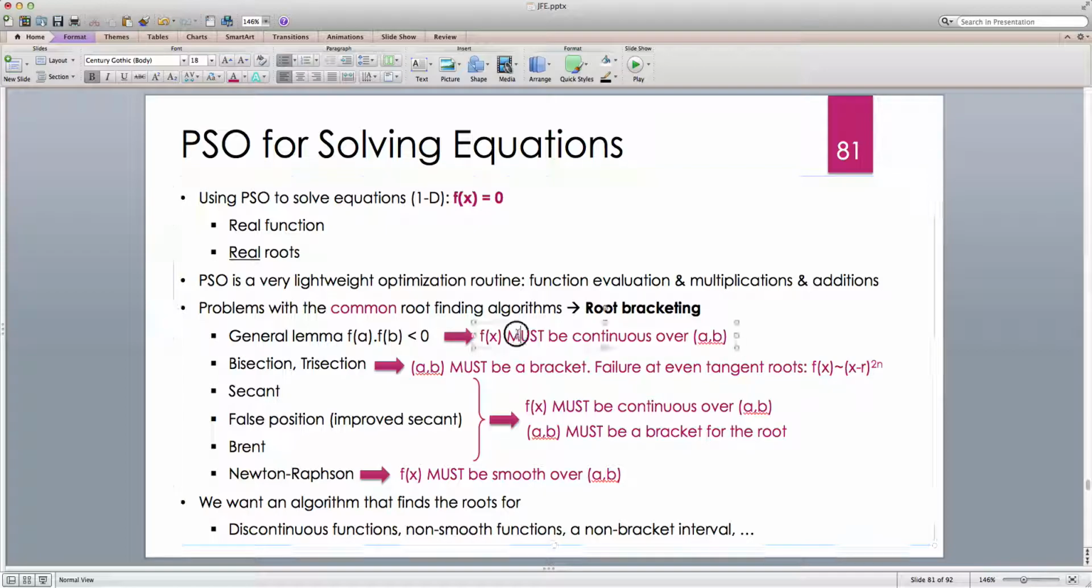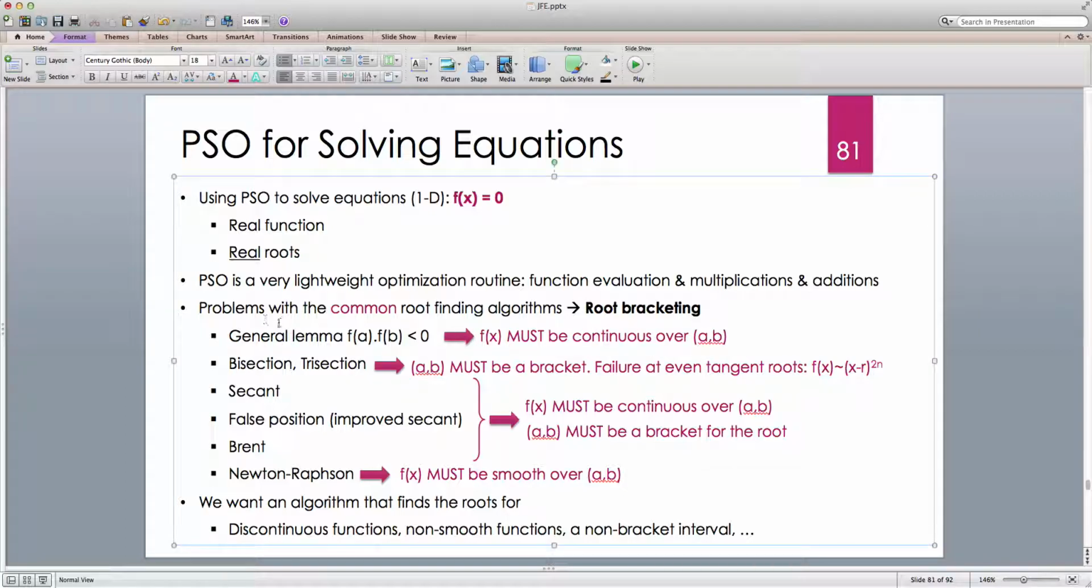But the constraint here is that we have to know that the function f of x is continuous. So the continuity was the condition. If f of x is not continuous over the a and b interval, the general lemma cannot guarantee that we have at least one root. All right. So continuity was a problem here.